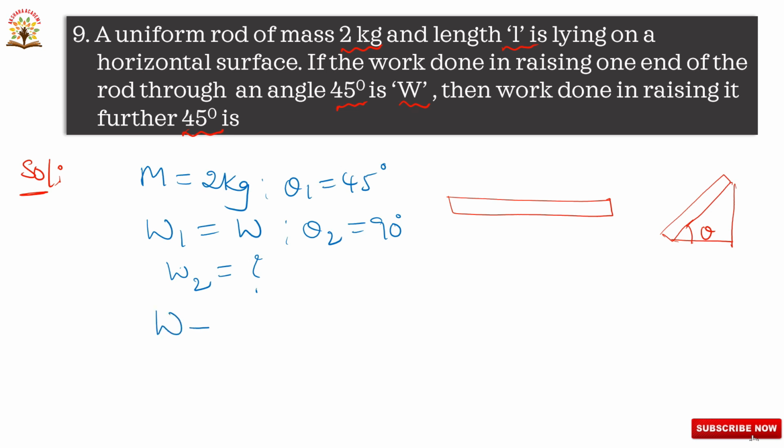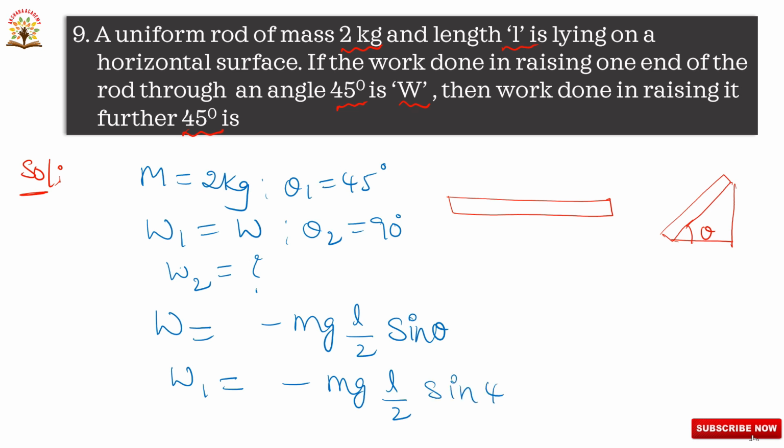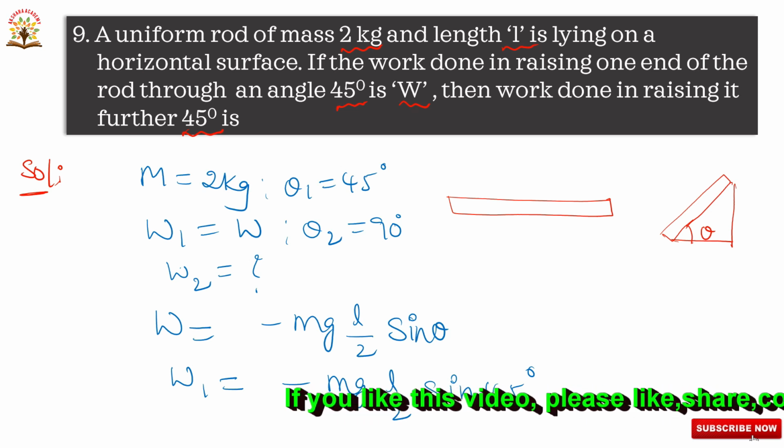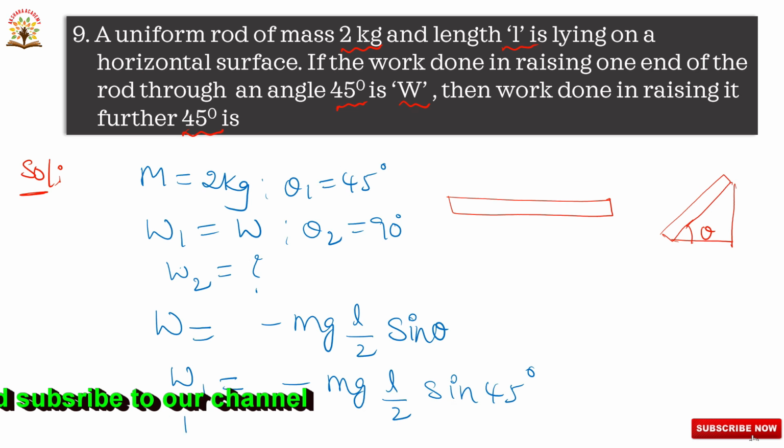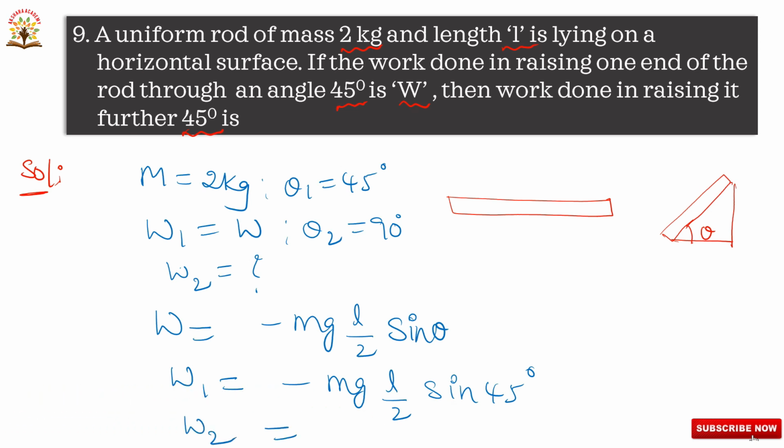So the work done W is equal to minus mgL by 2 sin theta. So W1 is equal to minus mgL by 2 sin 45 degrees. Now, we have to calculate the work done in raising it further 45 degrees, nothing but 45 plus 45, 90. So that is W2, the work done, W2 is equal to minus mgL by 2 sin 90 degrees.